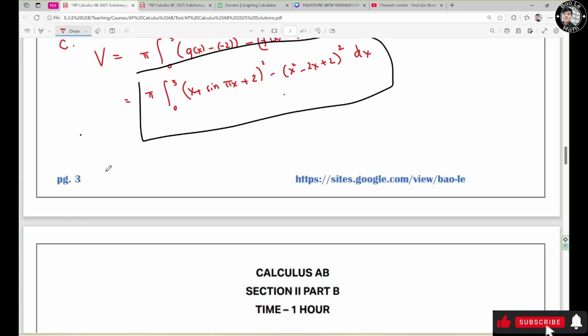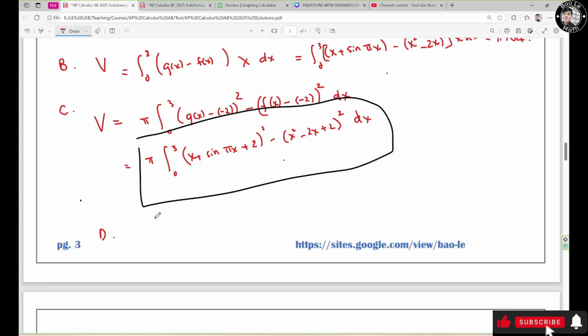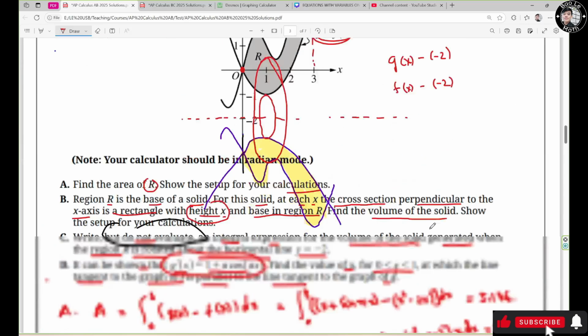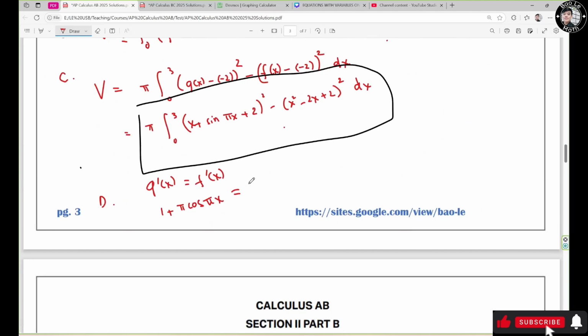So you have question D. So you have g prime of s equals f prime of s, right? Now g prime of s is going to be 1 plus pi cosine pi s. Now f prime of s, f of s equals this one right here. You take the derivative of this one. It's going to be 2s minus 2, right? So this guy 2s minus 2, right?